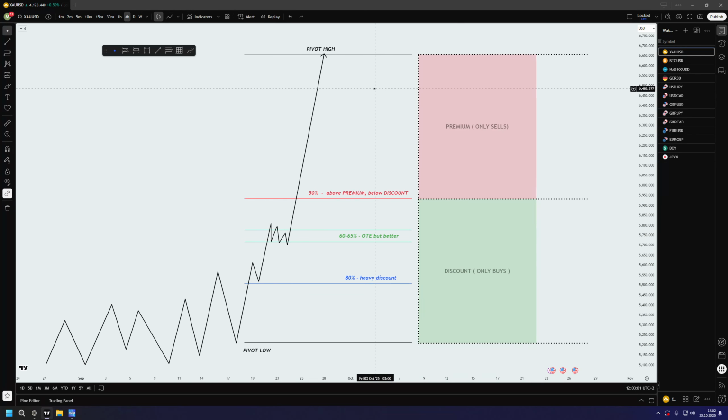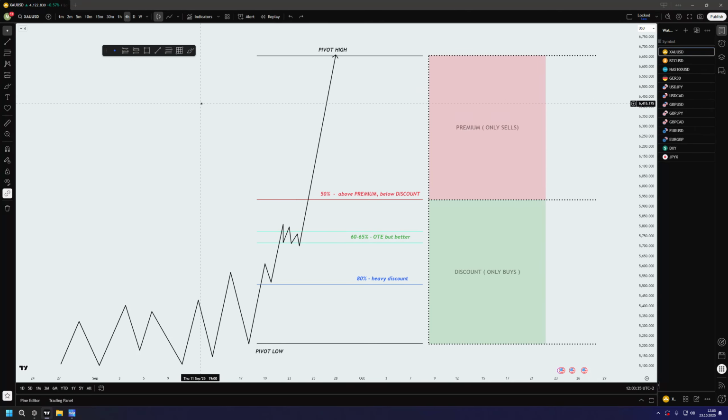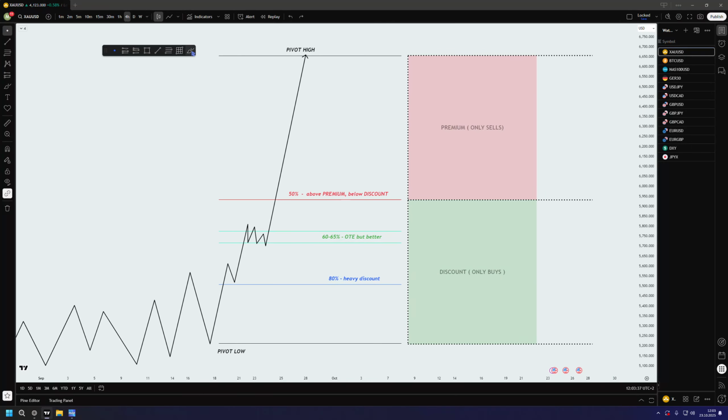So now I will explain the levels. The red level is the 50%. How I use it is basically, in a bullish trend, above it I only look for sells, but I usually don't counter trend trade, and below I look for buys. So below the 50% is a good zone to buy, and I just stick to it. I will show some examples later.